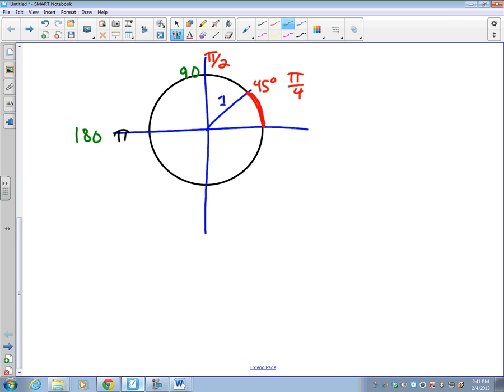Well, it turns out that pi over 4 is actually the length of this arc length. If you actually measured the length of that arc, it would be equal to pi over 4 centimeters if this radius was 1 centimeter, or pi over 4 units if this radius was 1 unit. It makes sense if you think about the circumference of a circle. The circumference of a circle is 2 pi r. Circumference, right? Remember that? All the way around.